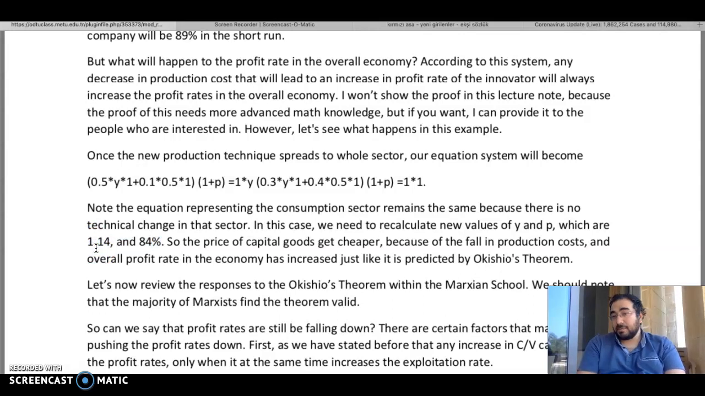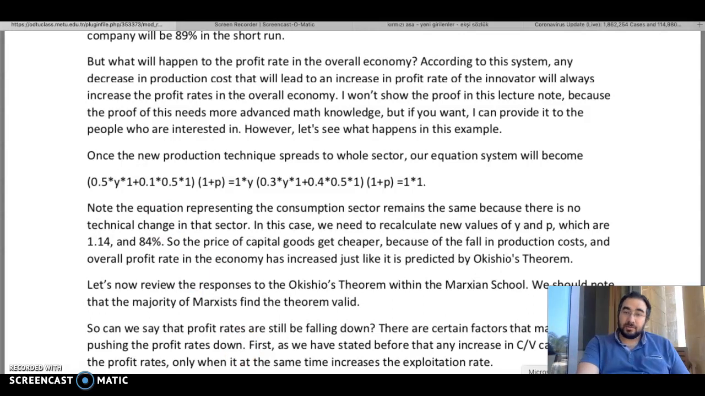Which is understandable. The productivity in the capital goods sector has increased, which will basically make the prices of the capital goods cheaper. Competition will affect the prices, and will decrease the prices. The profit rate is 84%. It's lower than 89%, which was the profit rate of the innovator, but it's still much higher than the previous profit rate.